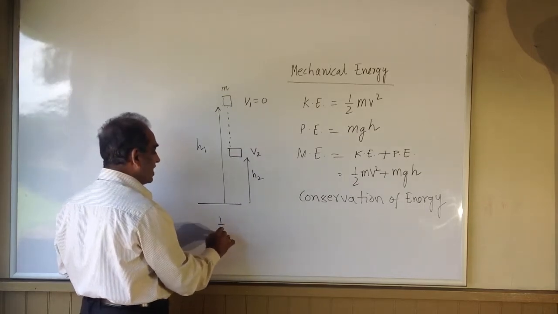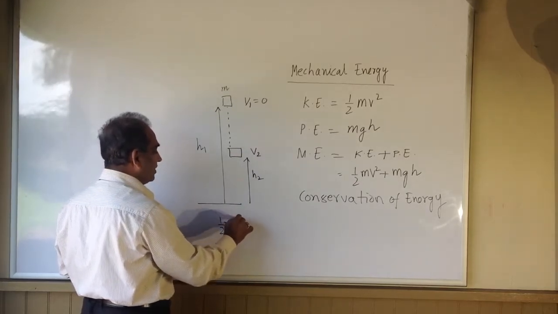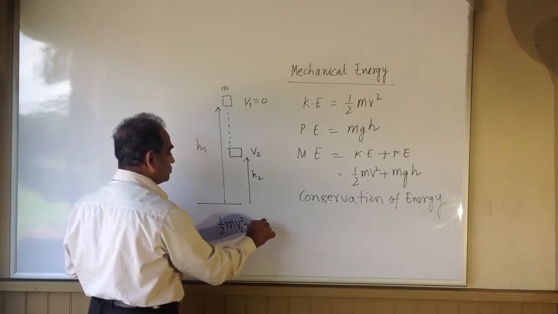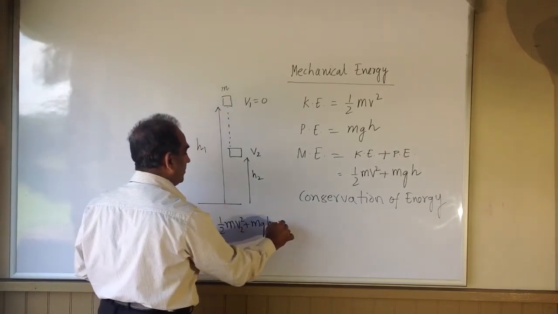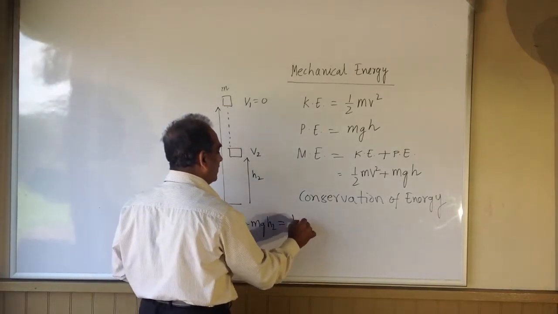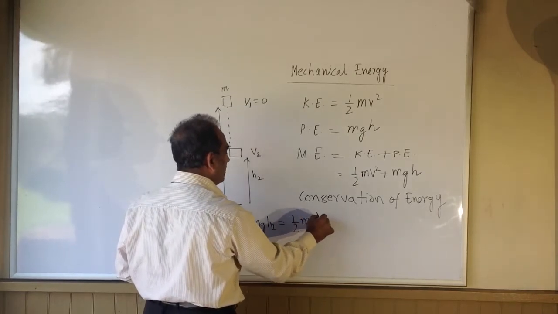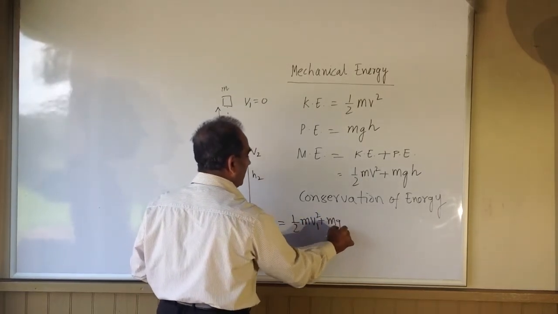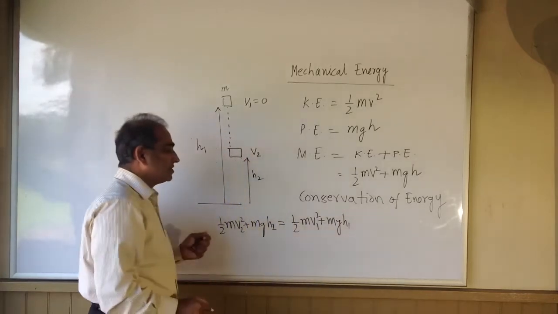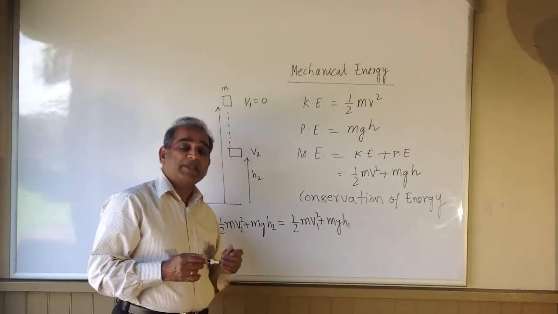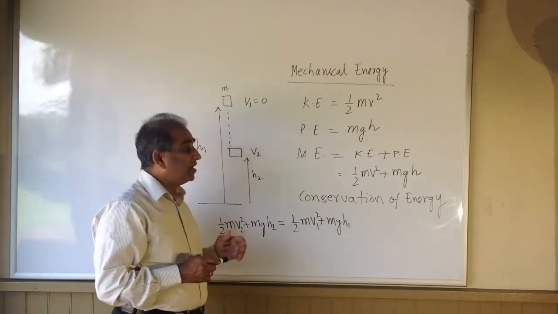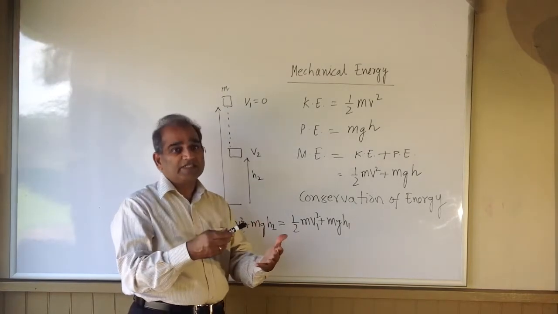That means 1/2 mv2 squared plus mgh2 must be equal to 1/2 mv1 squared plus mgh1. This is called conservation of mechanical energy. So energy can neither be created nor be destroyed.